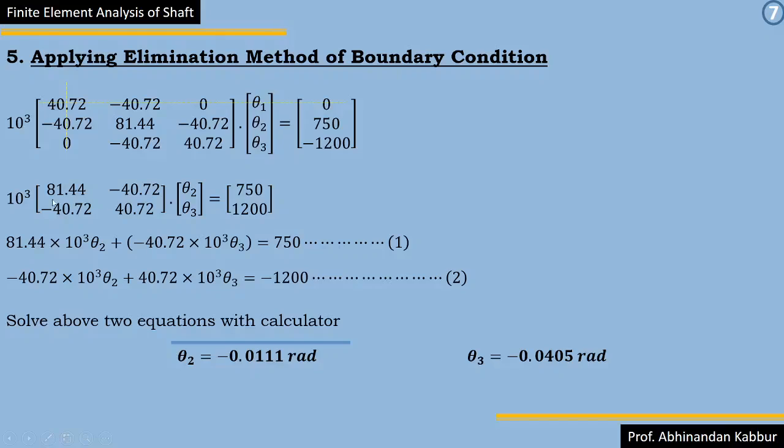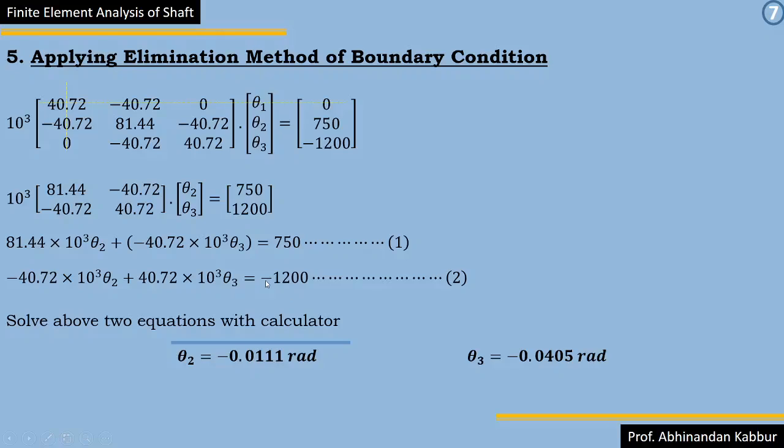Now when I open this matrix, it is 81.44 into 10 to the power of 3 into theta 2, minus 40.72 into 10 to the power of 3 into theta 3, equals 750. That is my first equation. Then minus 40.72 into 10 to the power of 3 into theta 2, plus 40.72 into 10 to the power of 3 into theta 3, equals minus 1200. There was a minus sign missing here, so that is the minus sign I have considered.